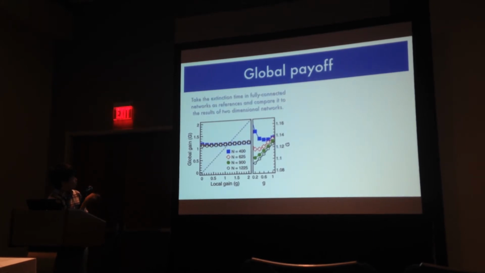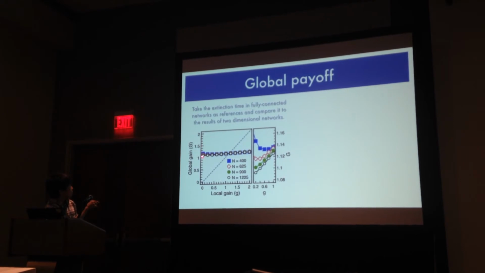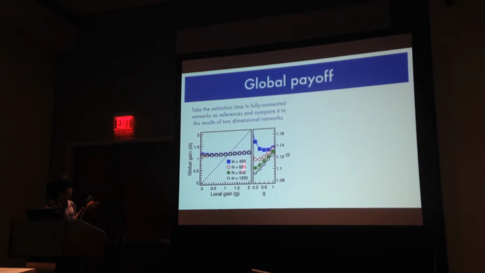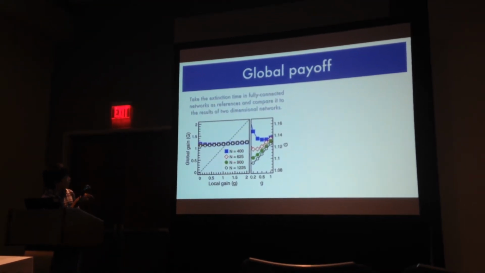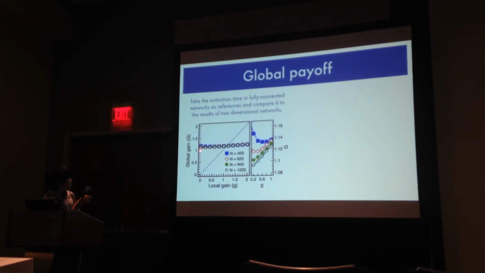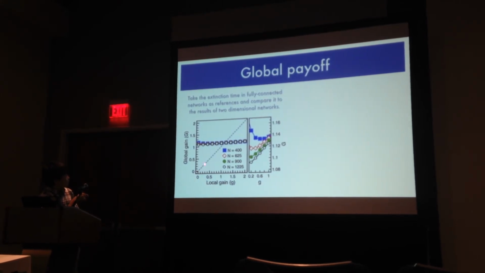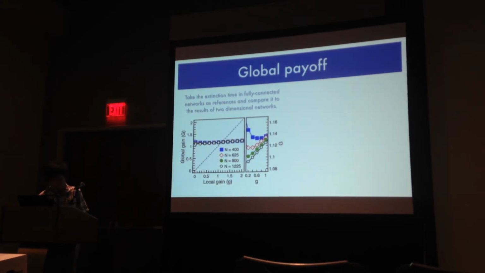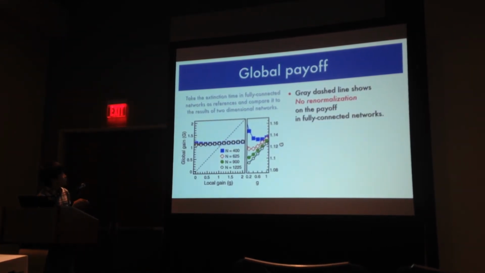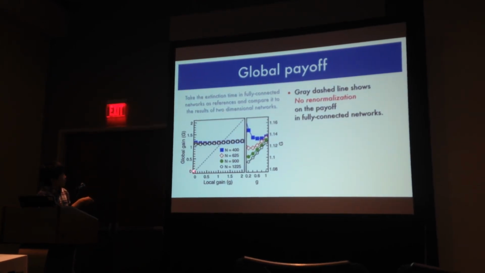The color is not clear, but this is the final result we have. For the well-mixed case, we have no renormalization on the payoff, so it gives us a gray line, the red dashed line.